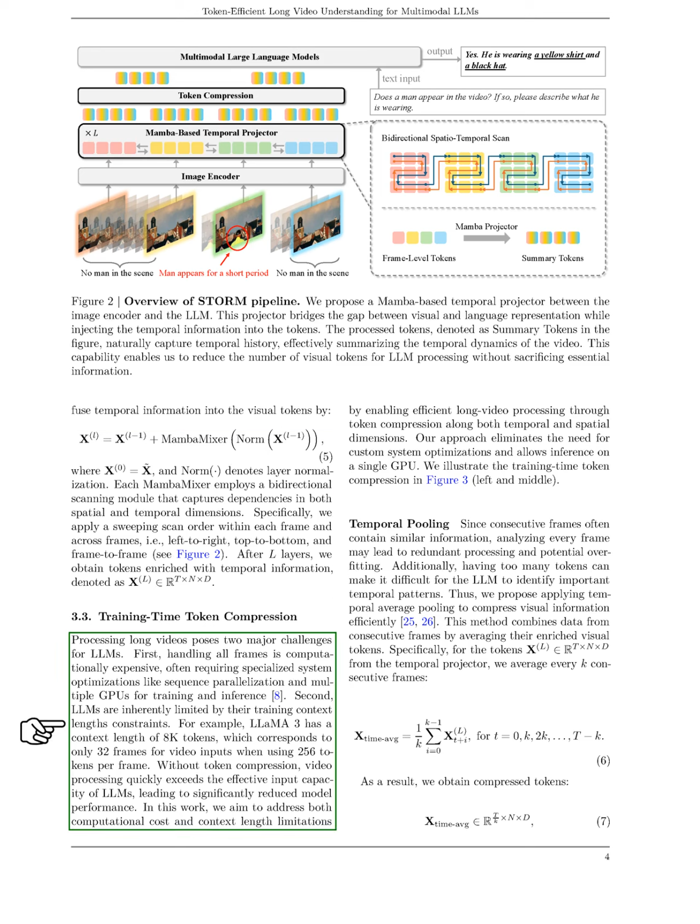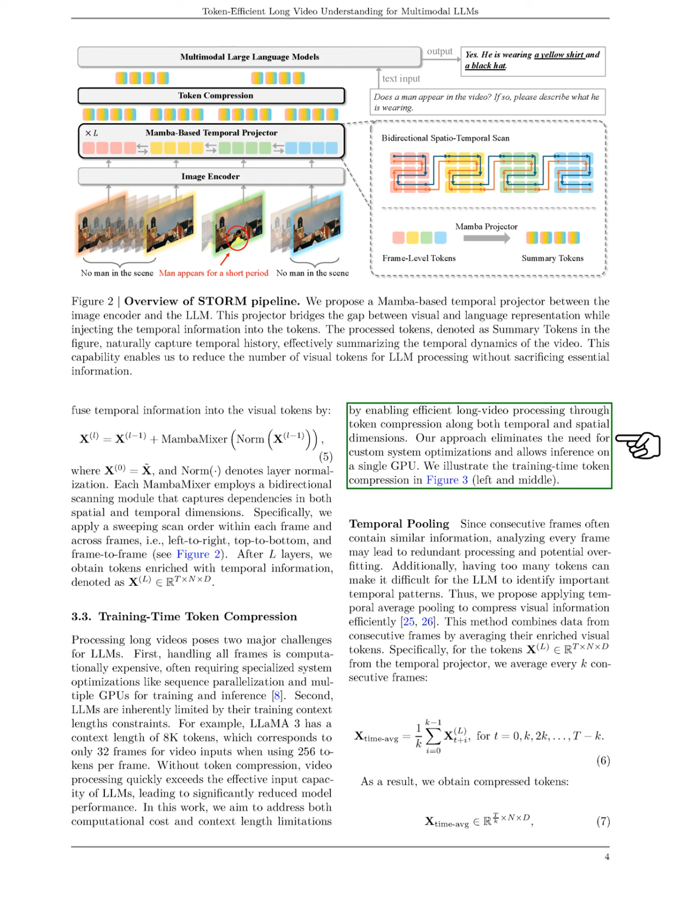Processing long videos presents two main challenges for LLMs: the high computational cost of handling all frames and the limitations of context length during training. For instance, Llama 3 has a context length that allows for only a limited number of frames when using a specific number of tokens per frame. Without token compression, video processing can quickly exceed the input capacity of LLMs, negatively impacting performance.